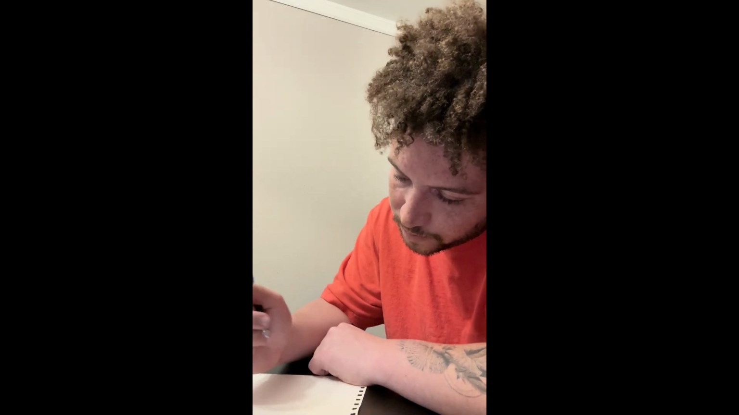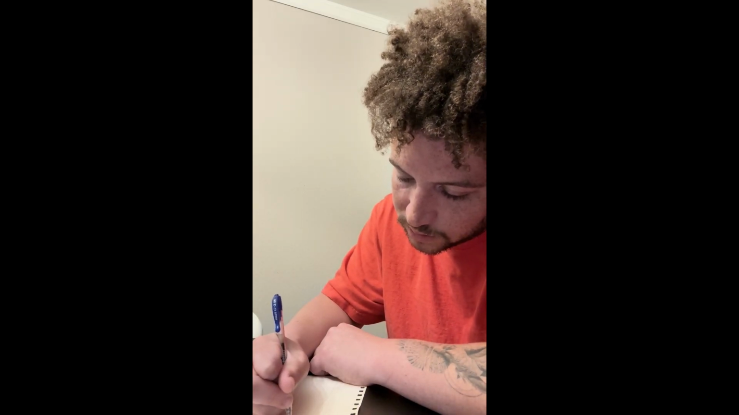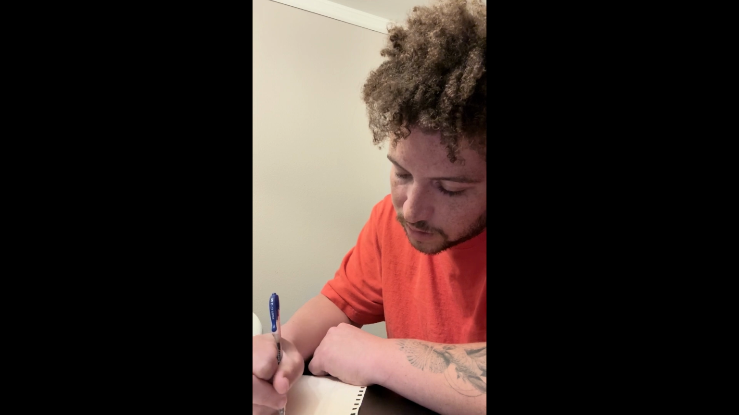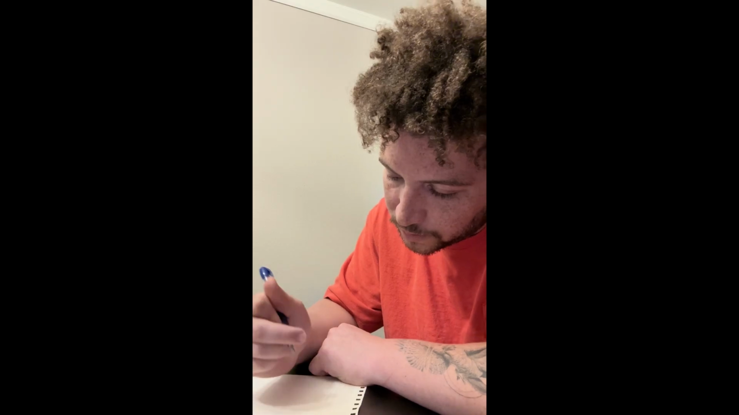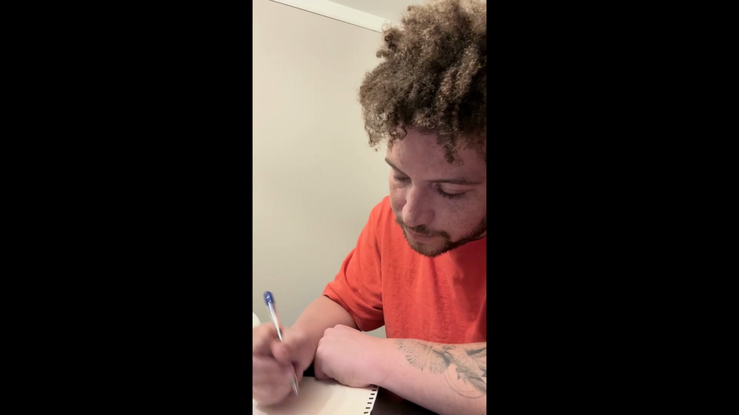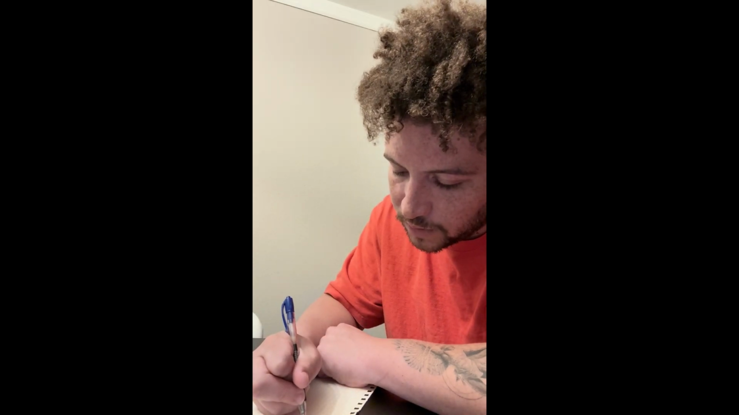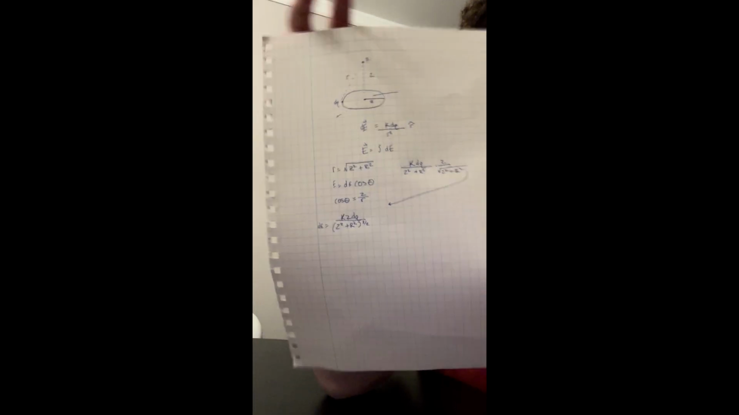Okay, combine those all together and make it look a little nicer. We will go K Z dq over, and then we'll just combine the denominator into one. We'll just say z squared plus r squared to the 3/2. All right. Okay, so this is kind of where we're at now.